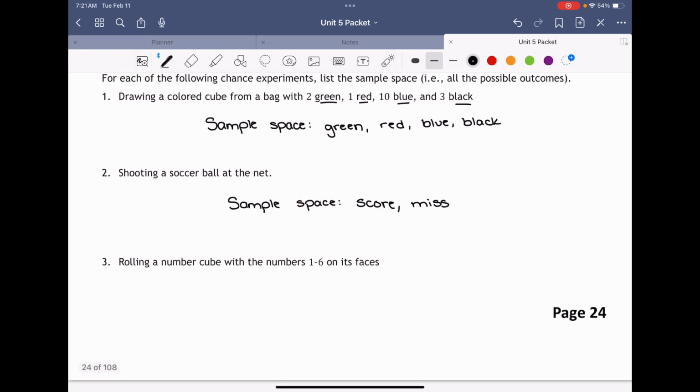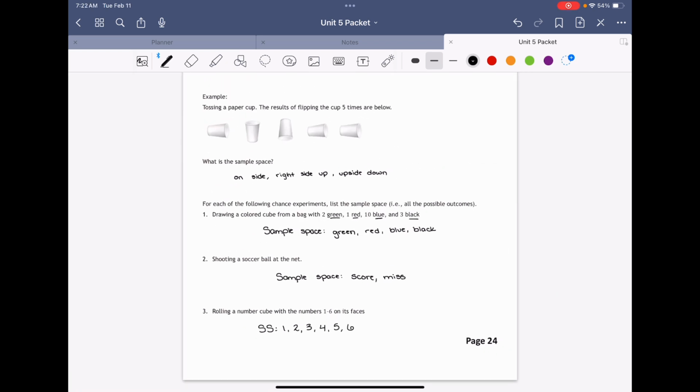Number 3, rolling a number cube with the numbers 1 through 6 on its faces. Our sample space are all the numbers 1 through 6. 1, 2, 3, 4, 5, and 6. All right, next page.